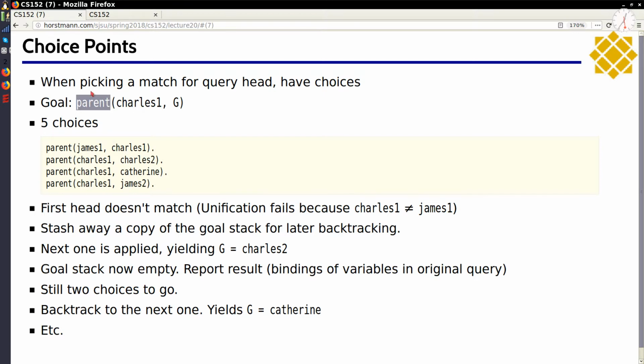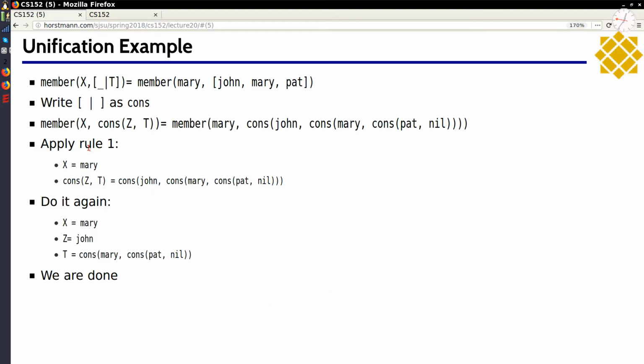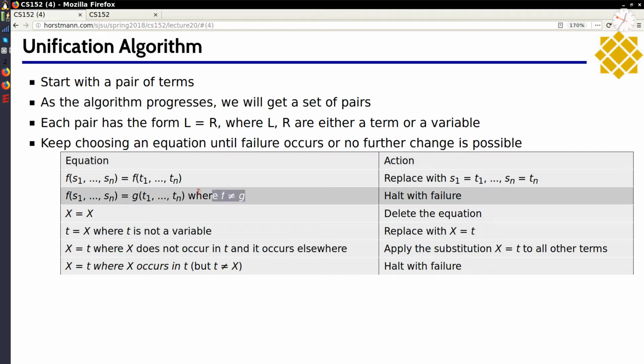Can I unify parent Charles I G with parent James I Charles I? No, because the parent match, and then it's going to come up with the equation Charles 1 equals James 1, and G equals Charles 1. And Charles 1 equals James 1 is going to fail because that is this case here. Charles 1 and James 1 are both functions with no parameters, but the functions have different names.